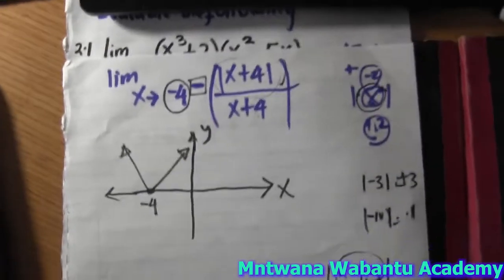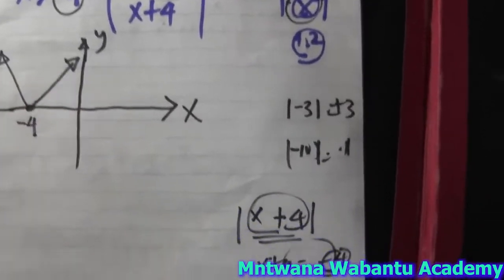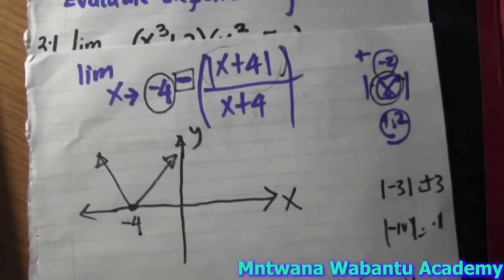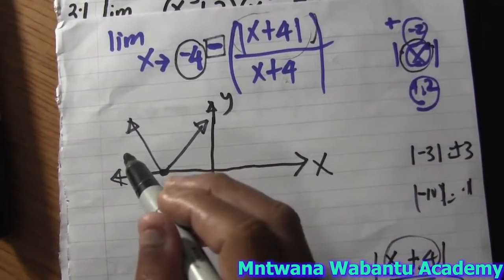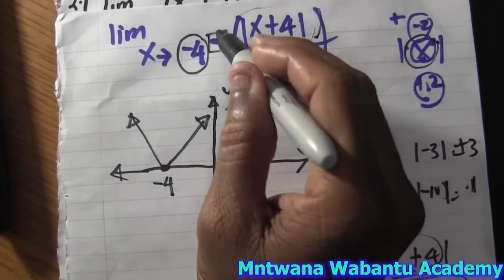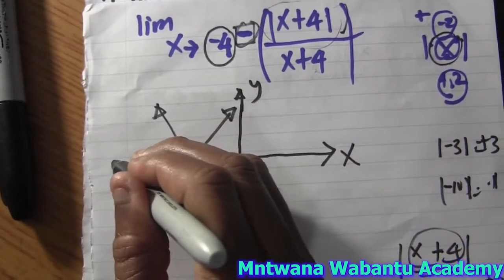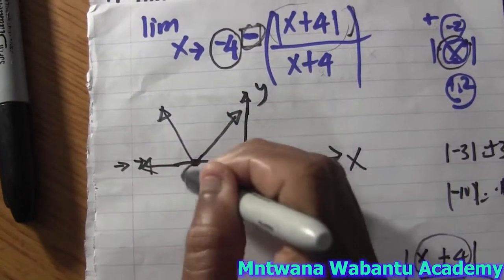Okay, x approaches negative 4 from the negative side. So we approach negative 4 because in any limit we have two cases. So it's approaching negative 4 from the negative side. Let's go. We come from the negative, we come to negative 4.